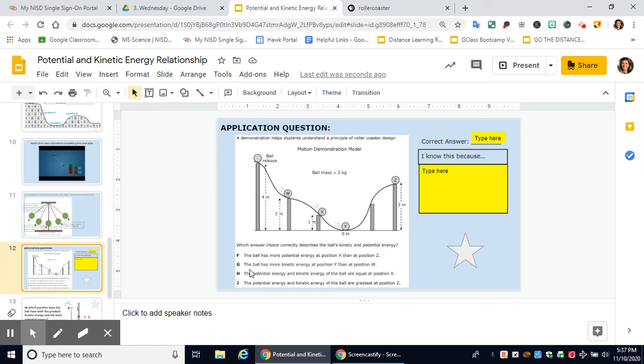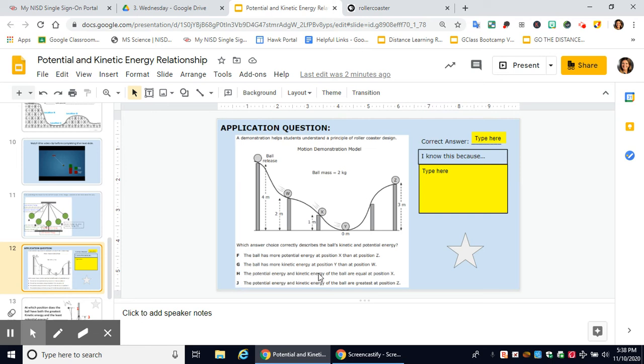Answer choice G. The ball has more kinetic energy at position Y than it does at W. So do I have more kinetic energy here than I do at position W? Yes, I do. Because at position Y, you understand it's the lowest point closest to the ground. So that's where you are going to have the greatest kinetic energy and the least potential. So that would be the correct answer choice. But let's continue to just look at our other choices.